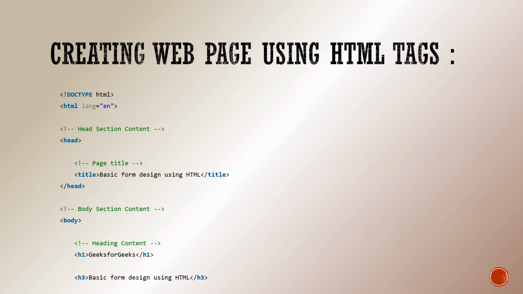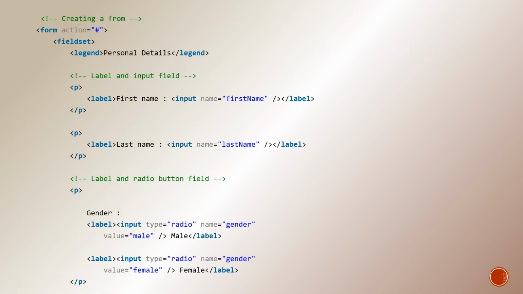H3, basic form design using HTML. Here, H1, H2, H3, H4, H5, H6. These are the sizes of the content that will be shown in the output. H1 would be the first size, H2 would be a lesser size than H1, and like that it goes on. H1 would be the first one and H6 would be the last one for the size displayed. Now the code we have is for creating a form about personal details.